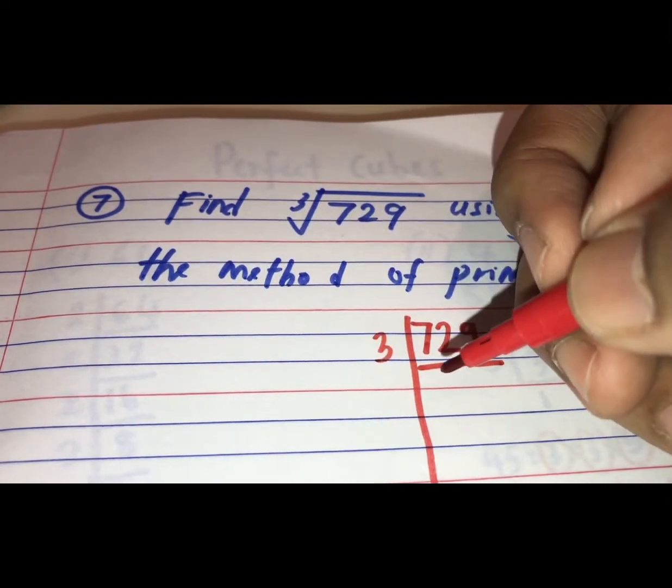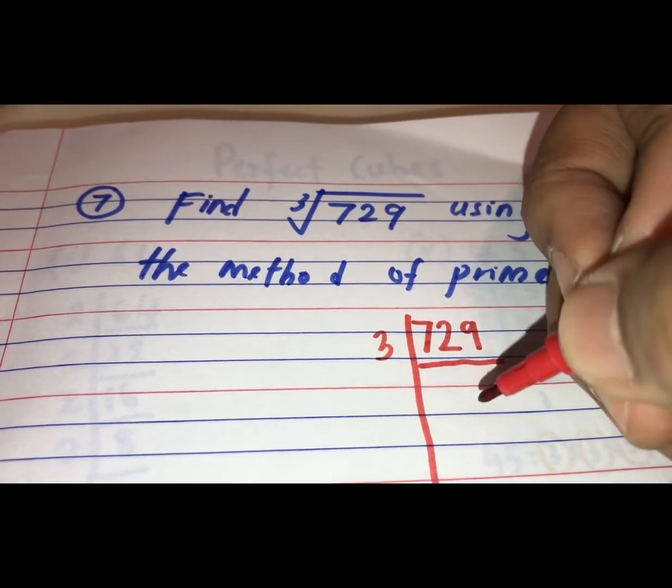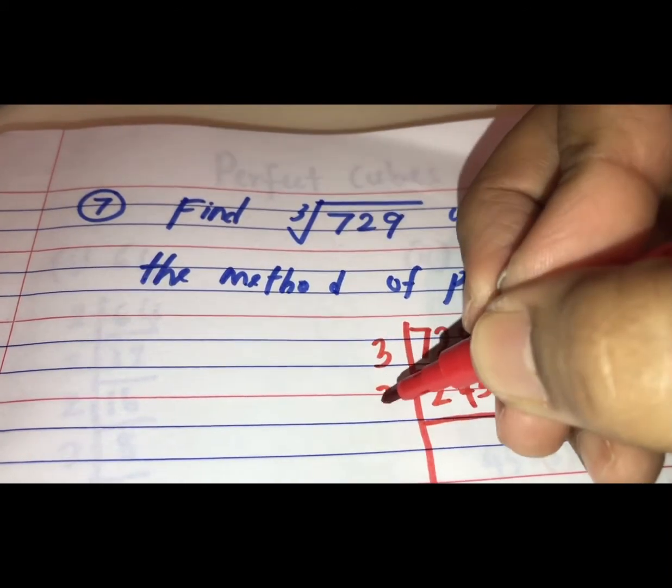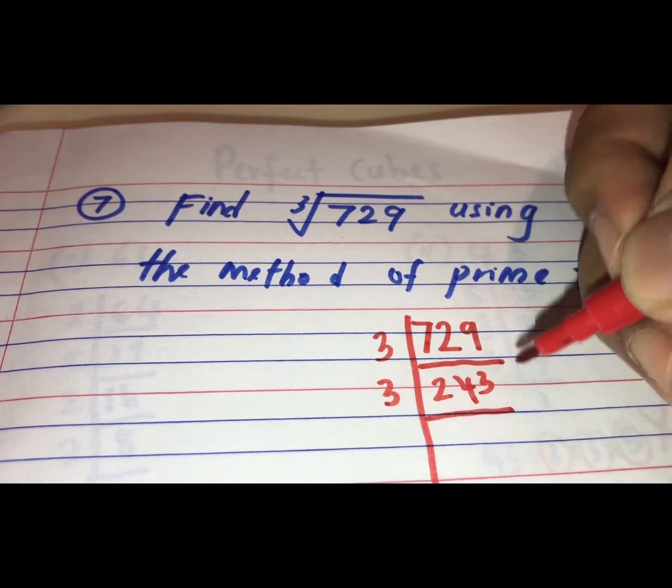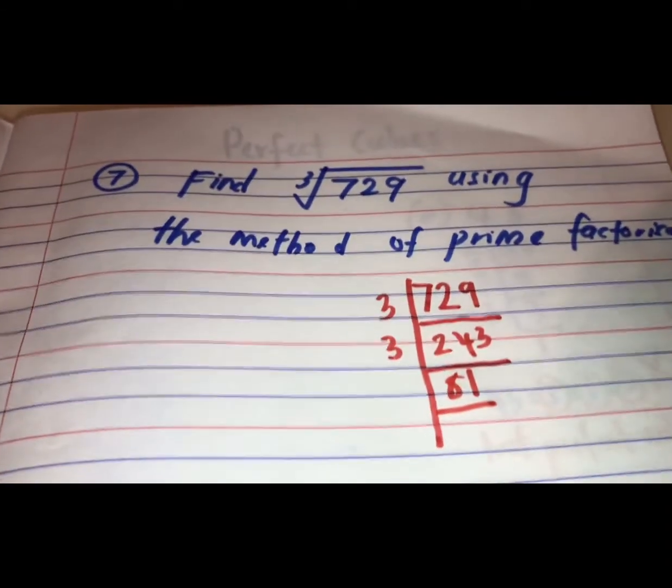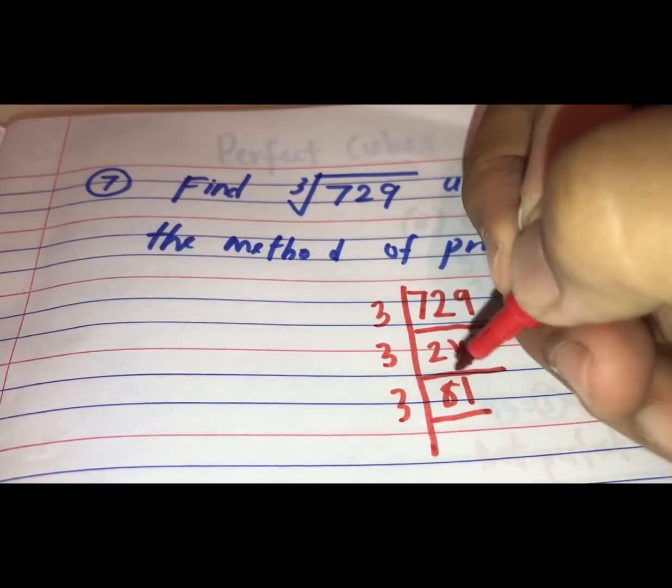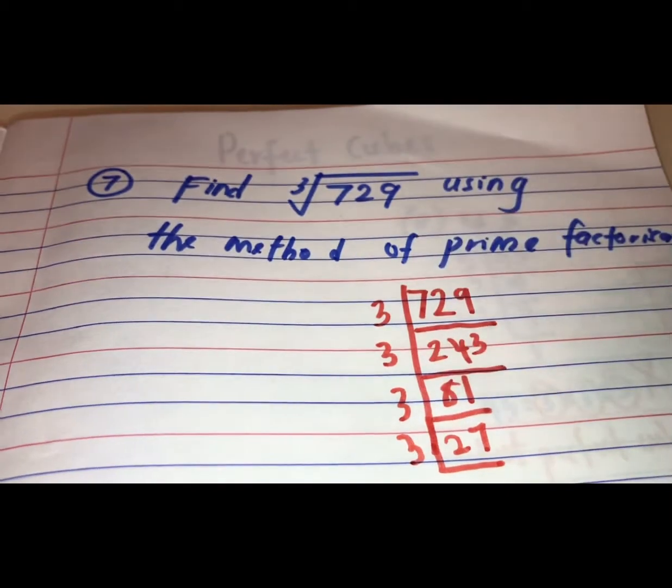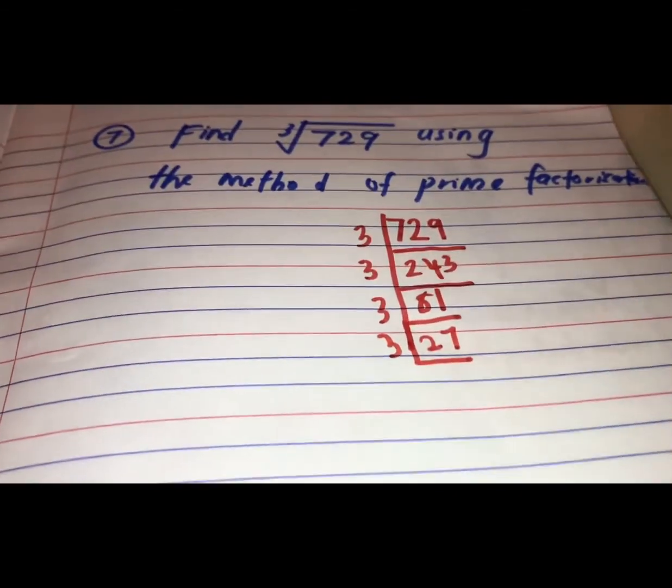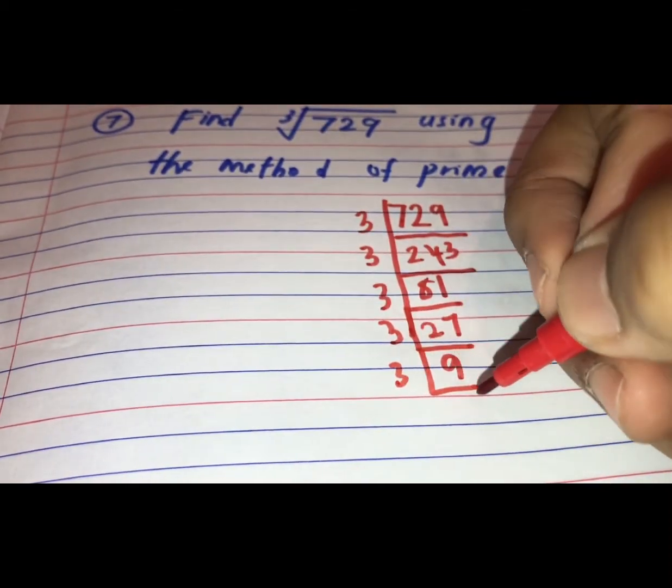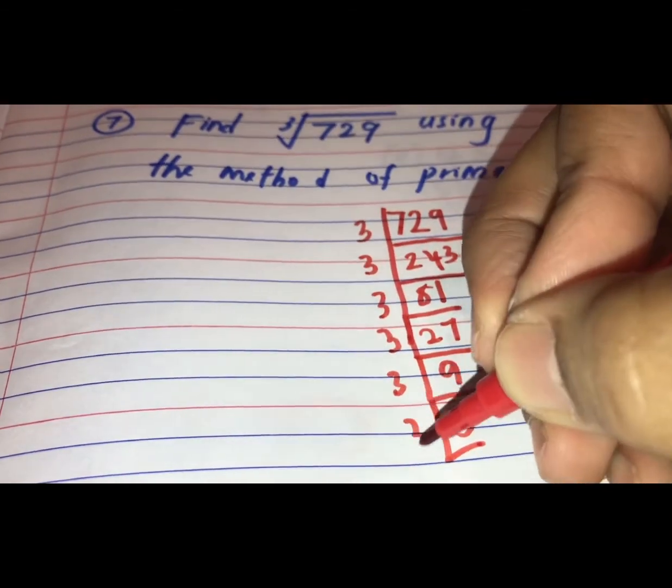729 divide 3, you get 243. And then can divide 3 again. 243 divide 3, you get 81. Can, and then divide again by 3. 81 divide 3, you get 27. And divide 3 again. 27 divide by 3, you get 9. 9 divide 3, you get 3. Divide until you get 1.